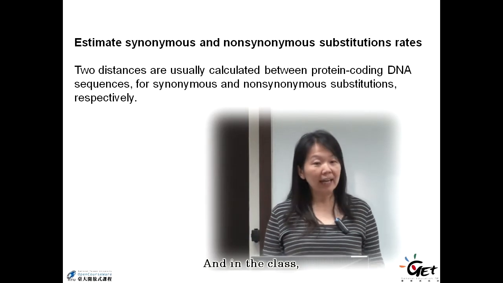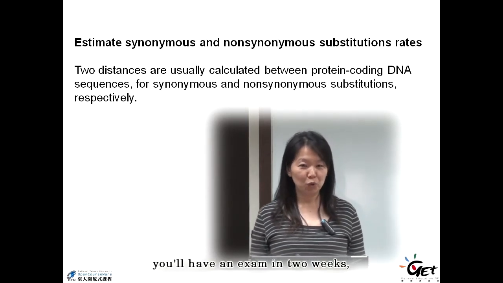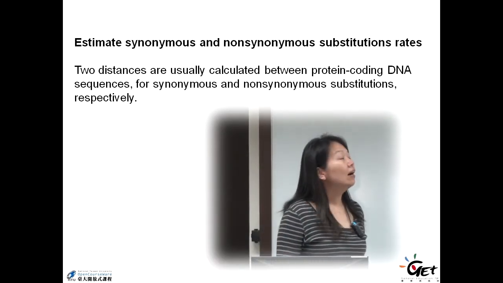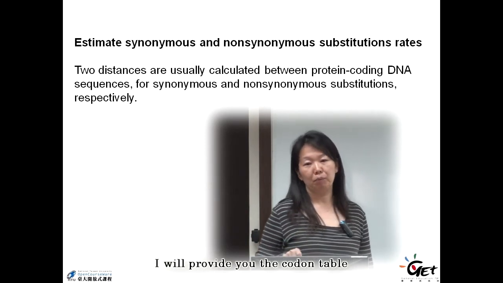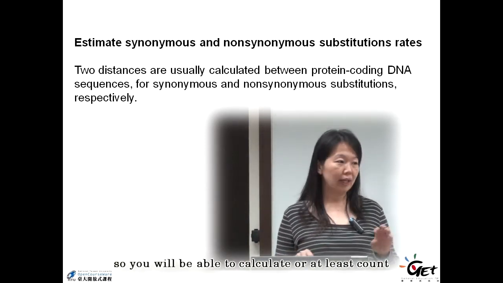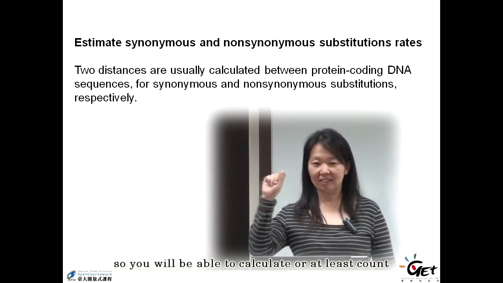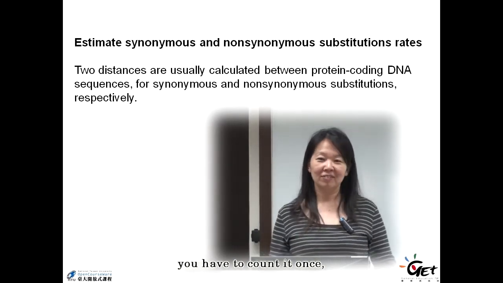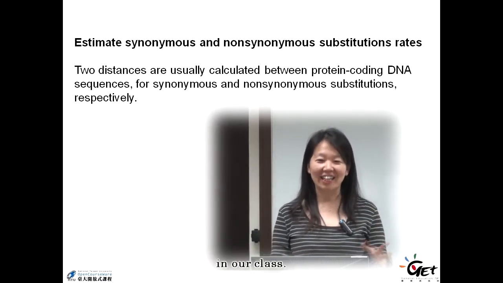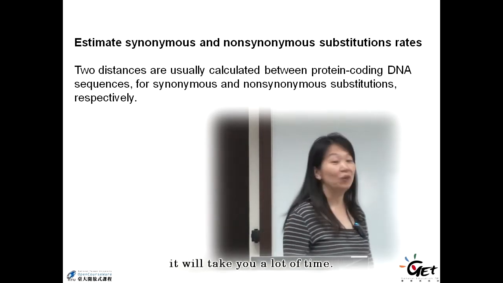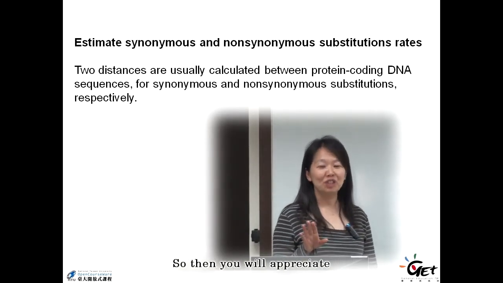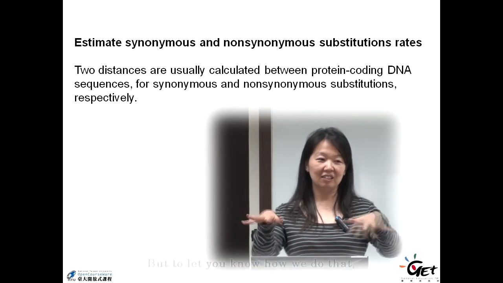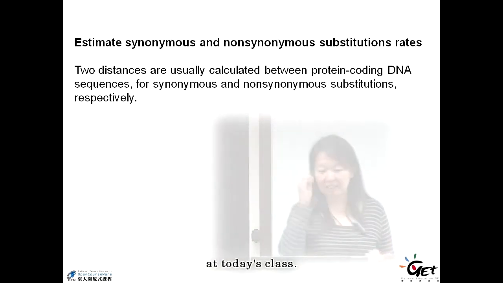And in the class, we'll have an exam in 2 weeks, right? After the spring break and another week, we'll have an exam. I will provide you the codon table, so you will be able to calculate, or at least count, the synonymous and non-synonymous changes. And in your entire life, you have to count it once, in our class. It's a little bit complicated, and it will take you a lot of time. So then you will appreciate how hard your computer works for you. But anyway, I just want to let you know how we do that, and we'll explain it a little bit in today's class.